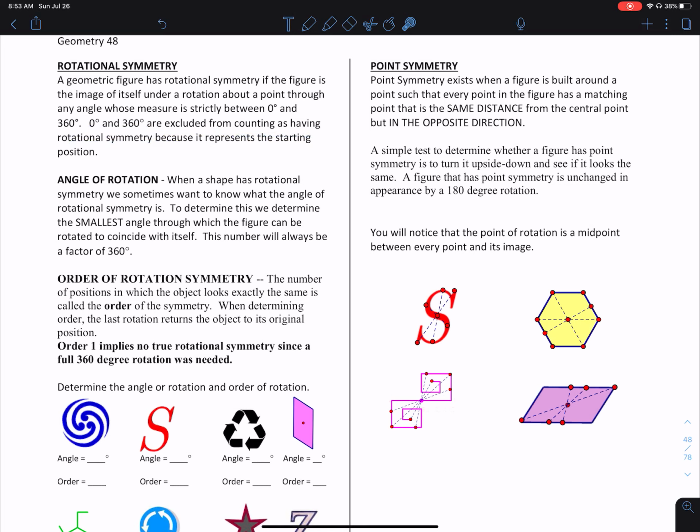In other words, you can take any shape and rotate it 360 degrees about its center and it ends up being in the exact same spot. Technically, that's not rotational symmetry.